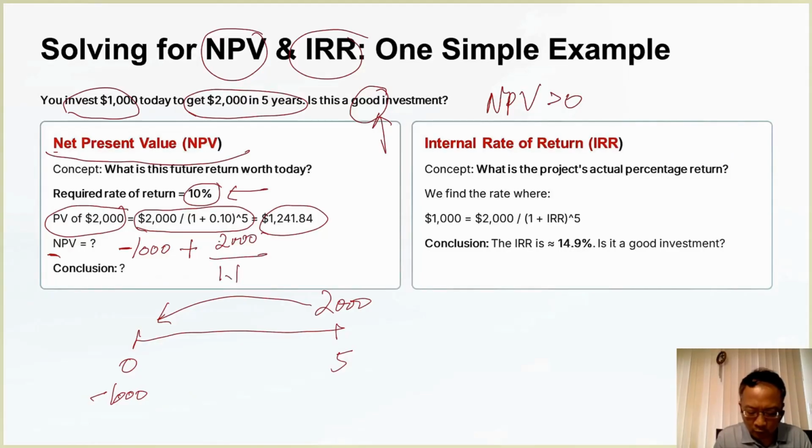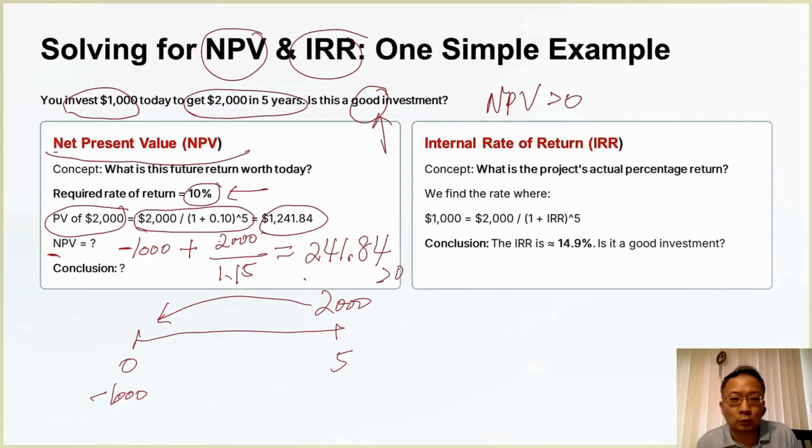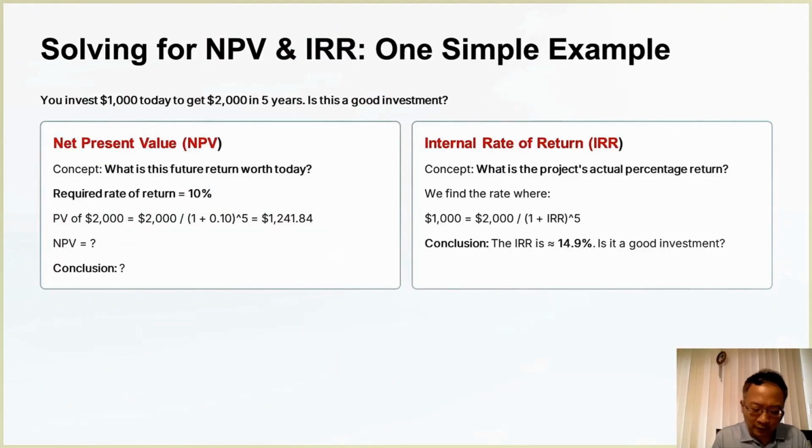2,000 yuan divided by 1.1 to the power of 5, well, we can clearly see that the net present value is about 241.84 yuan. In other words, this net present value is greater than zero. Of course, you can see very clearly that the bigger this number, the better. So, based on this simplest standard, we can easily conclude, okay, pass. You'd say this is a good investment, as long as the NPV is greater than zero.